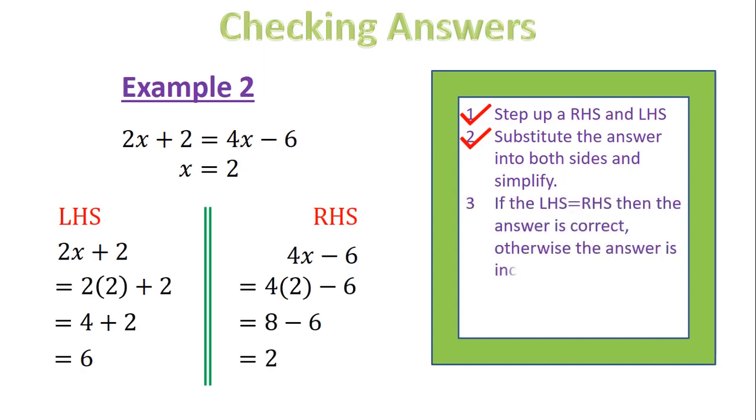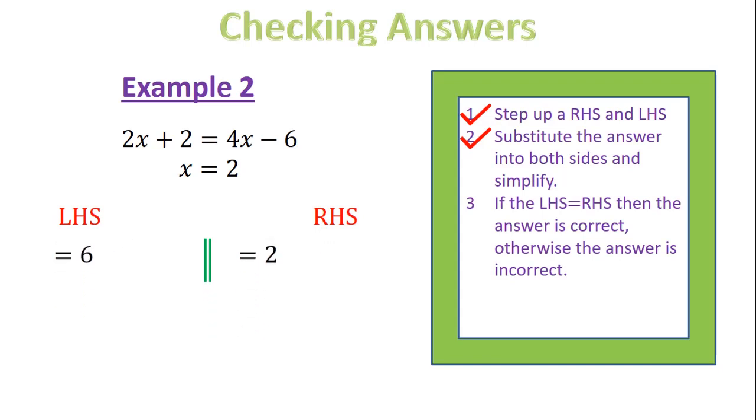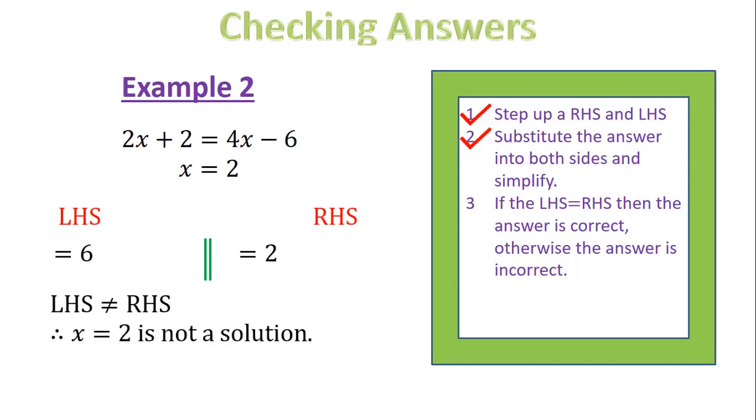Step 3. If the left-hand side equals the right-hand side, then the answer is correct. Otherwise, the answer is incorrect. So let's look at our answers for the left-hand side and the right-hand side. In this one, the left-hand side doesn't equal the right-hand side. 6 does not equal 2. And so, x equals 2 is not a solution. In other words, x equals 2 is incorrect.